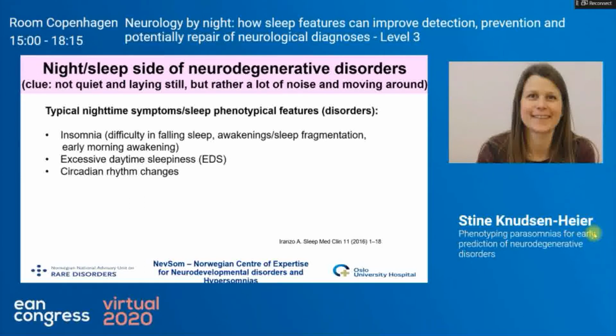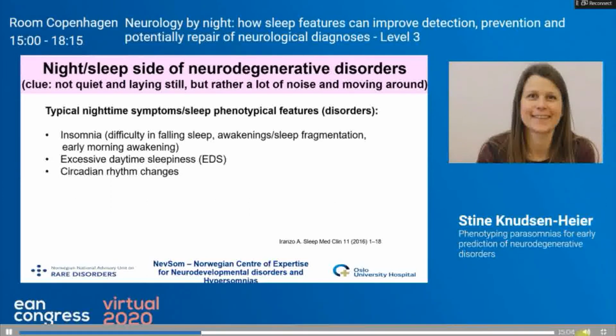So, moving on to the night and sleep side of neurodegenerative disorders. A clue is that although sleep normally is expected to be quiet and you lie still, in these disorders you should rather expect a lot of noise and moving around. Because the typical symptoms at nighttime, or the sleep phenotypical features or disorders, are problems with maintaining sleep, so that they have insomnia, they can't fall asleep or they wake up. They have problems maintaining wakefulness, so they sleep during the day and have excessive daytime sleepiness, or sleep comes at a wrong time, maybe because there's also lesion of the suprachiasmatic nucleus, so they have circadian rhythm changes.